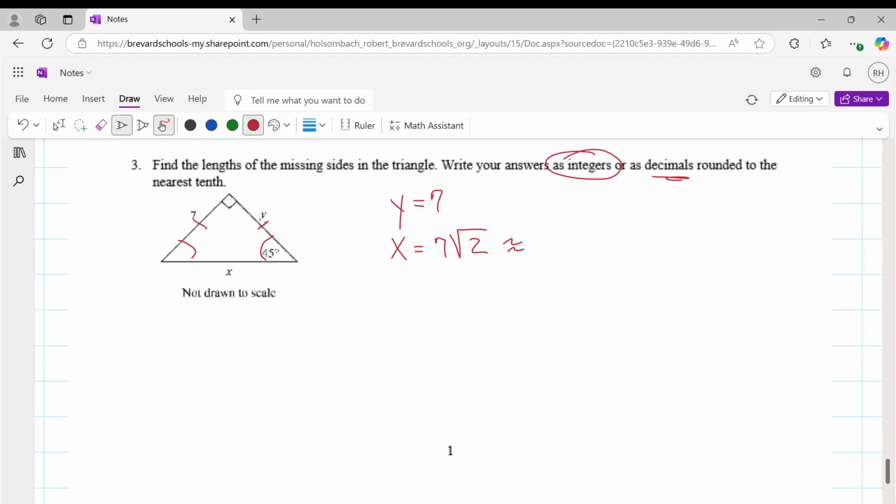So in the calculator, I'm going to set my calculator to second, fix 1, which will round everything to the nearest tenth. And 7 times the square root of 2 equals 9.9. Set it down.